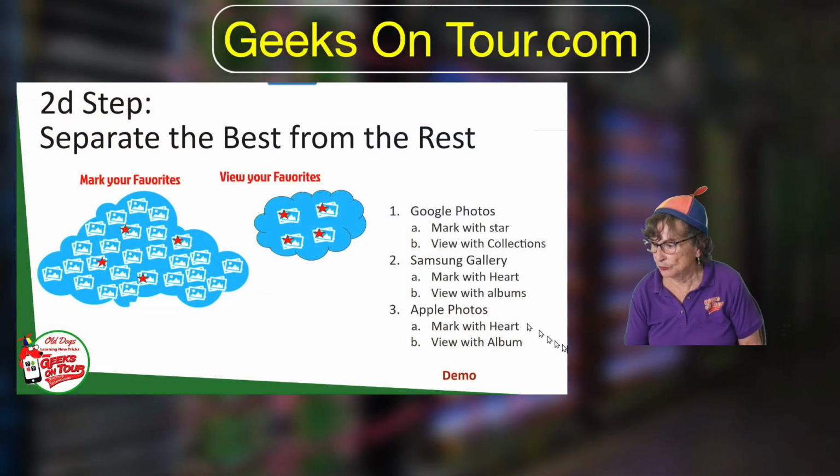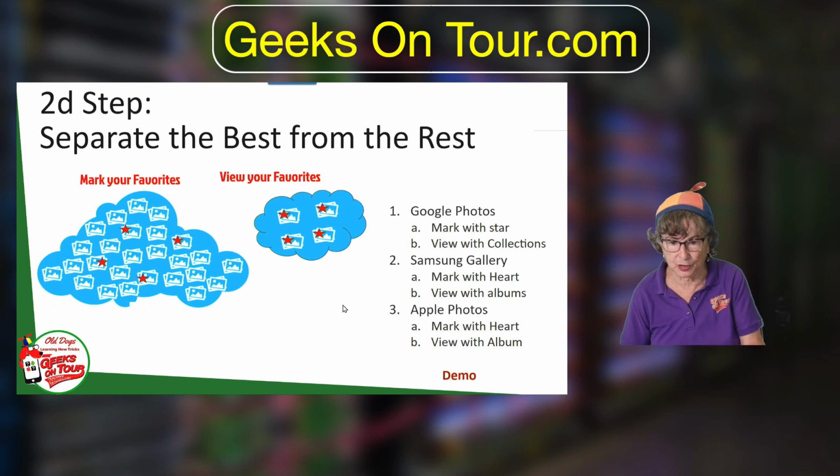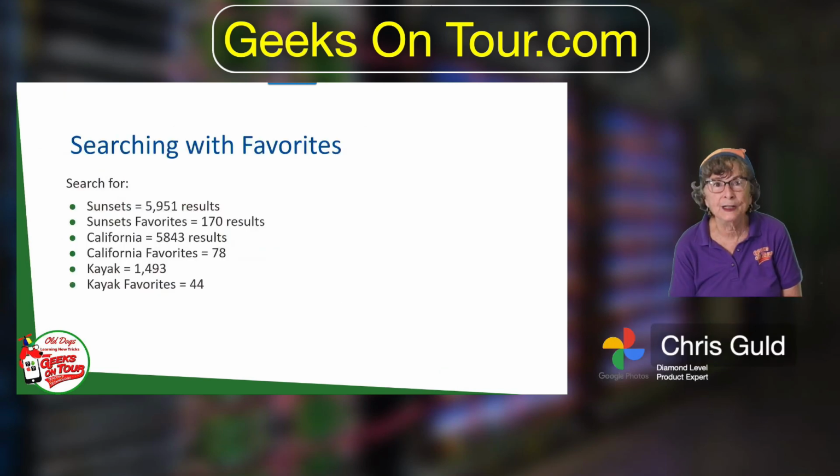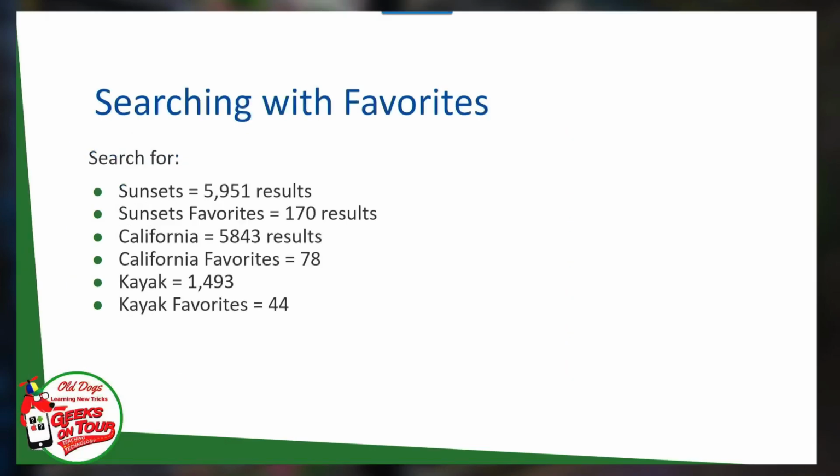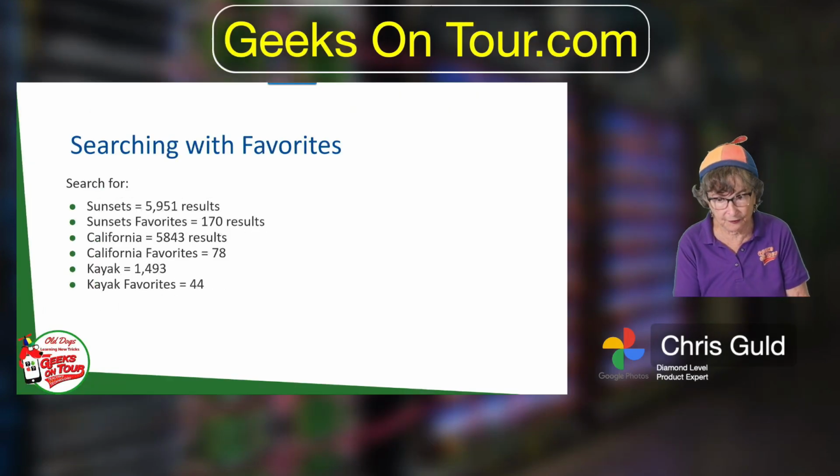So that's Google Photos, Samsung Gallery, and Apple Photos can all create favorites and view just your favorites. I use favorites for a lot. Instead of just searching for sunsets, I want to search for favorite sunsets. Instead of just searching for California, I want to search for California favorites.